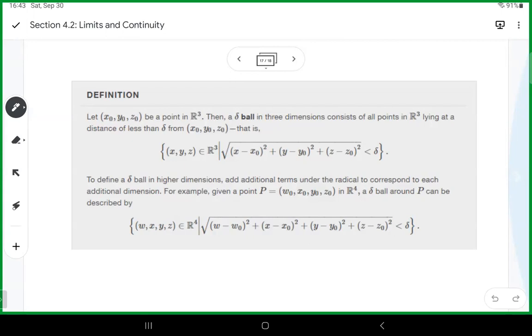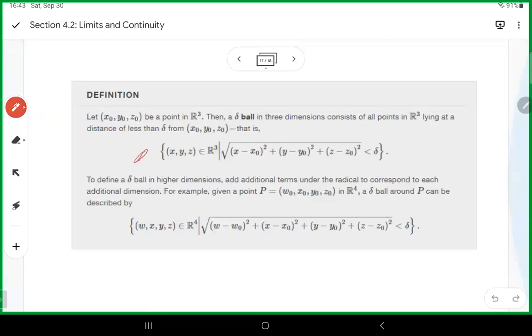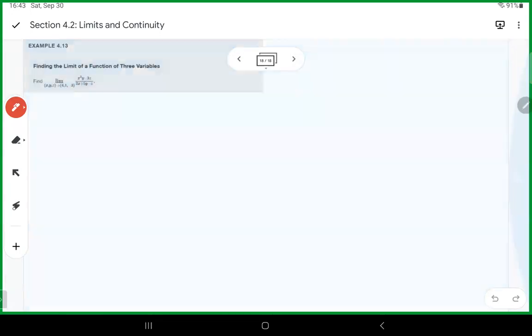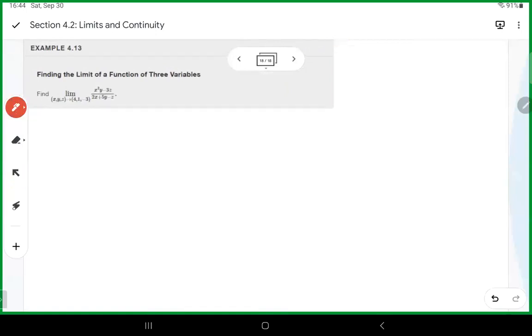And then we take it a step further, and we have a point in 4 dimensions. The delta ball around P can be described as following. So we're going to look at an example with that. So I would definitely understand what this and this mean. Okay, so let me make this just a little bit bigger so you can see it.